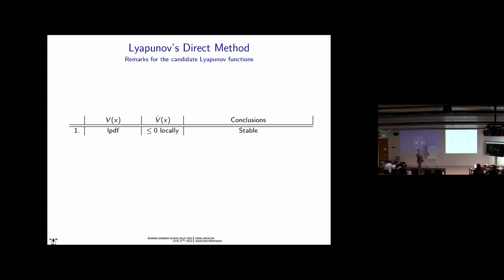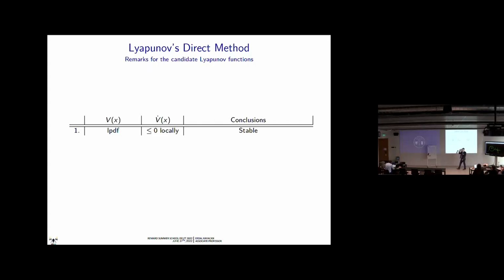Okay, so now I'm going to show you all our results in one table. So if V is a positive definite matrix, L means locally. And then if V dot is negative semi-definite locally, then your result is the system is stable. Weakest definition of stability. It goes to a region and then it doesn't go out. We have no idea whether it is global or local, whether it is going to 0 or not. It's the weakest definition.